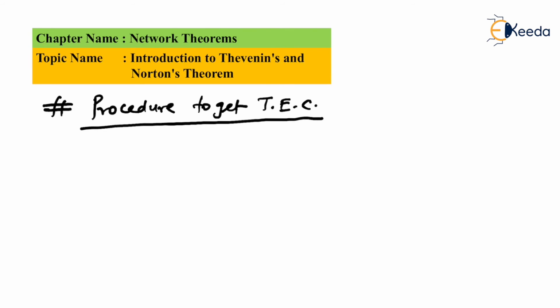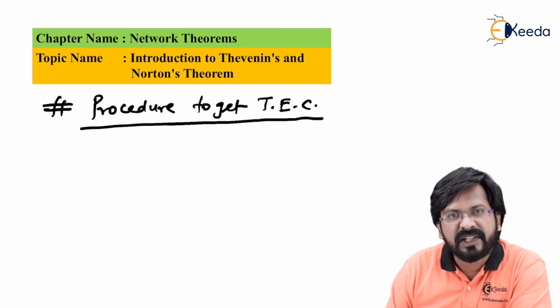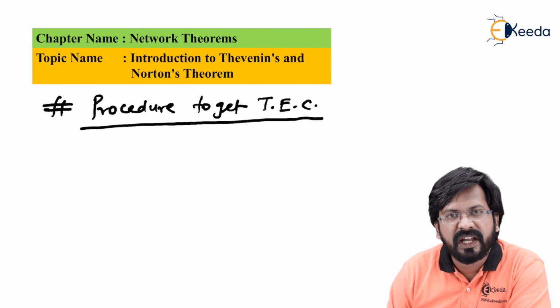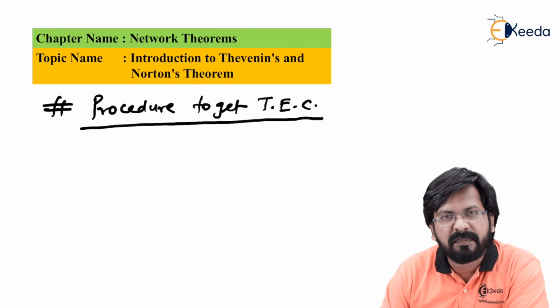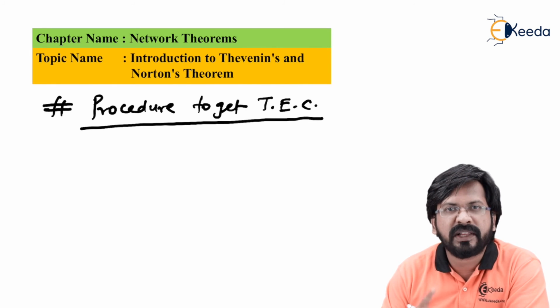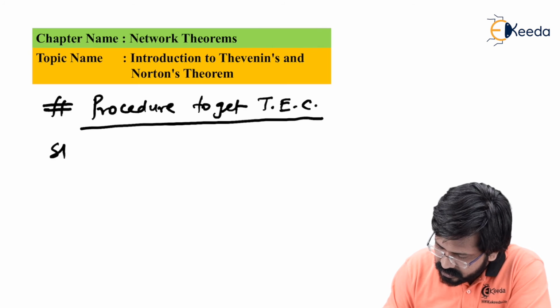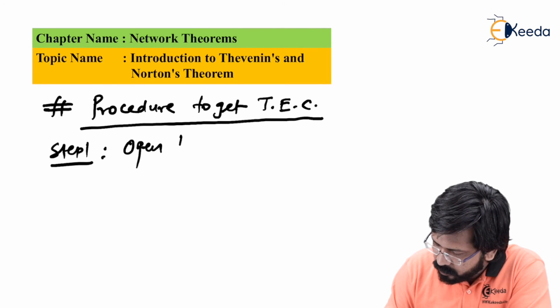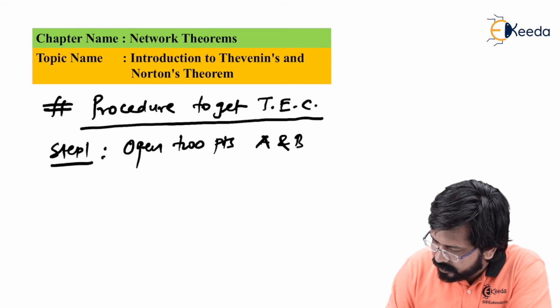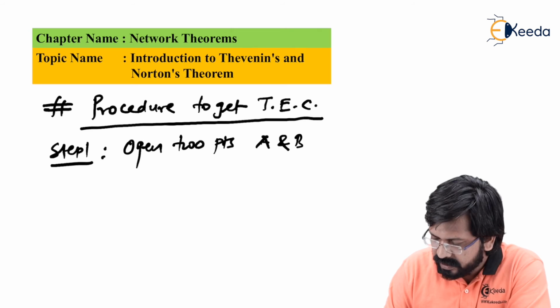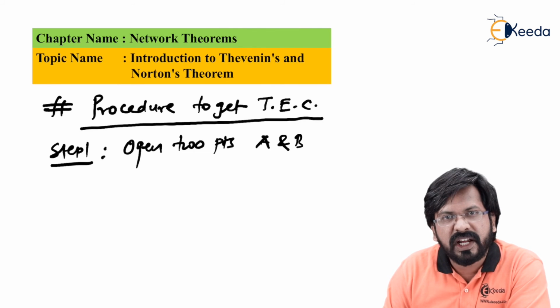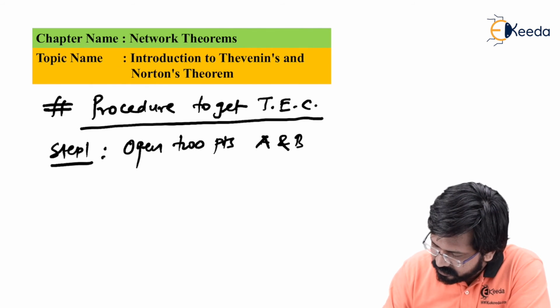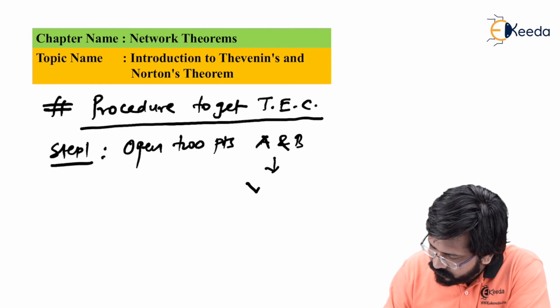So we know that a complex electrical circuit would be given to us where we will have 2 points, that is A and B. Step number 1 is to open these 2 points, A and B. Once we do that, we have to calculate the voltage between A and B. That voltage is called VTH.